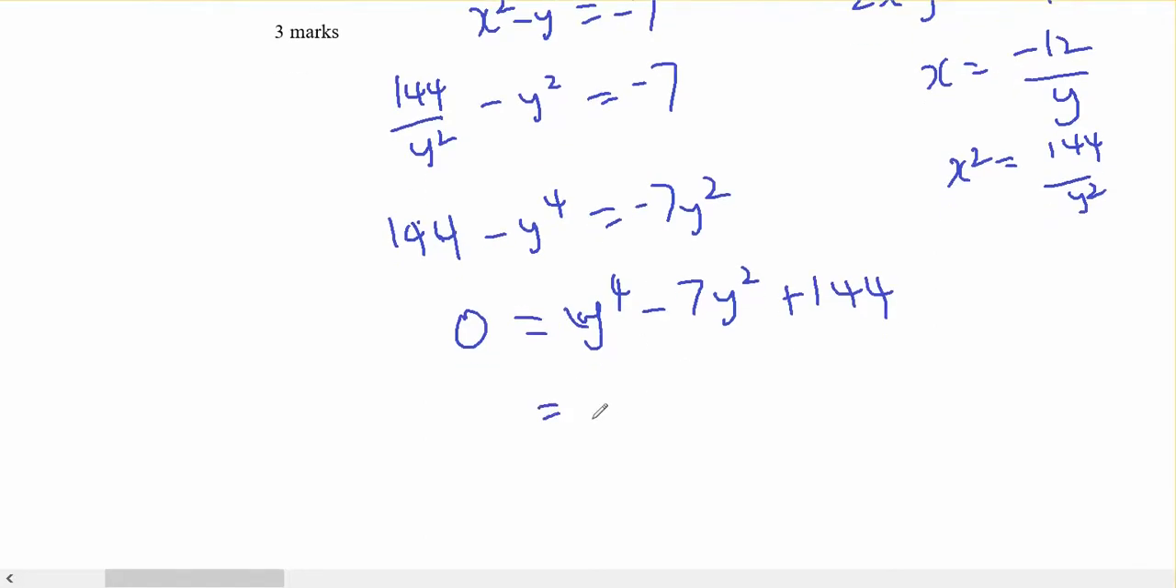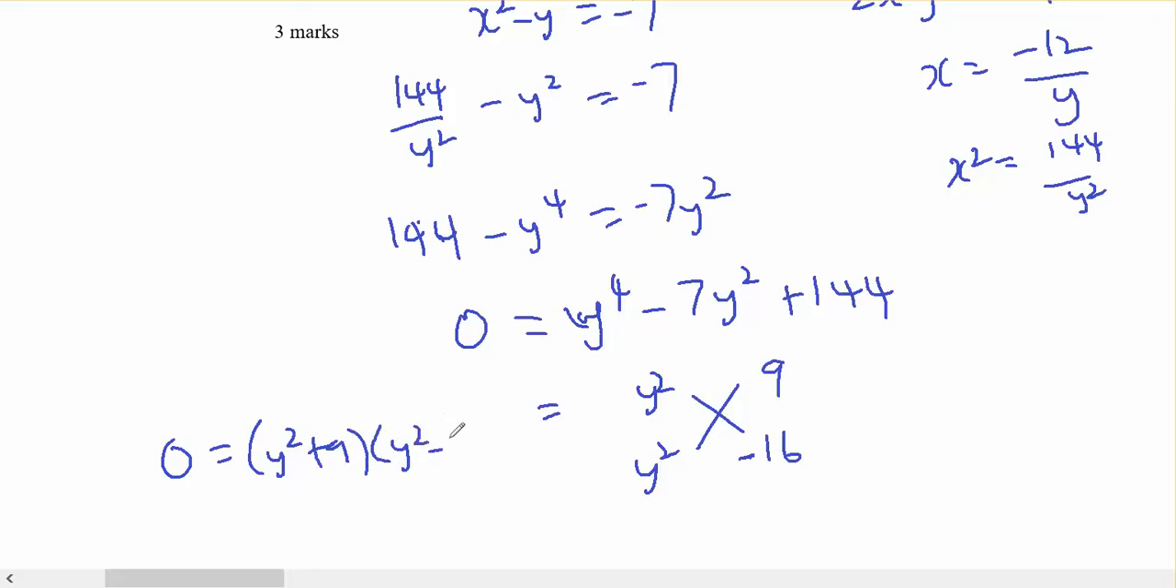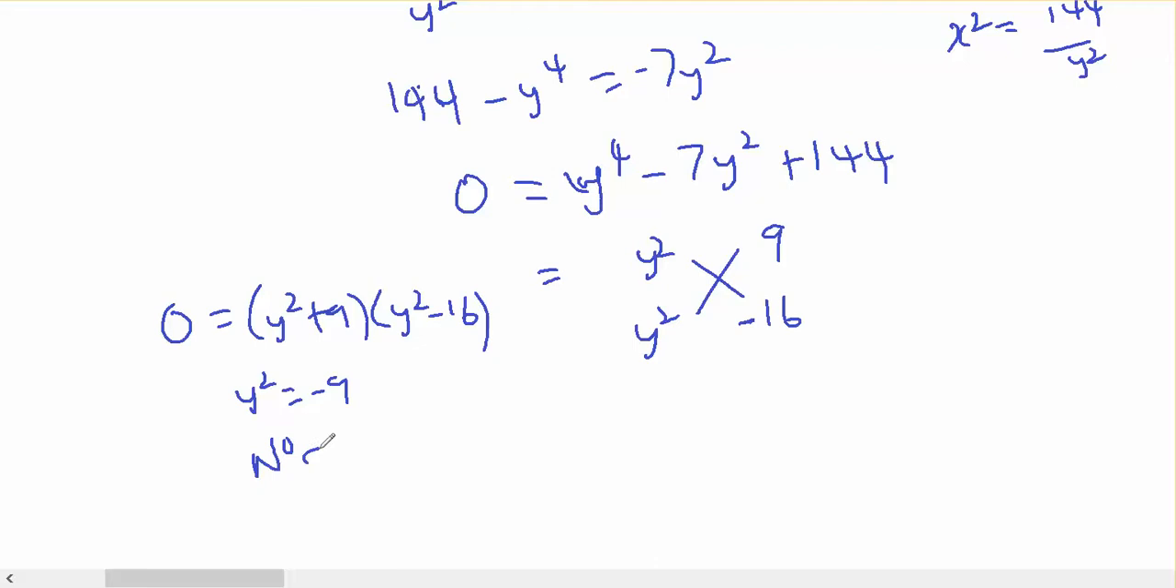And that's going to give me crisscross y squared, 9 times 16 with the 16 being negative. Therefore 0 equals y squared plus 9, y squared minus 16. y squared equals negative 9, which is not possible, so no solution. But y squared equals 16, which means y equals plus or minus 4.